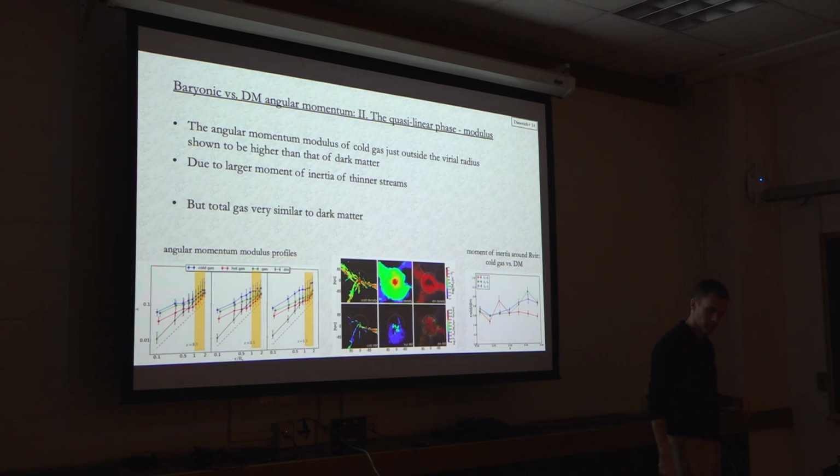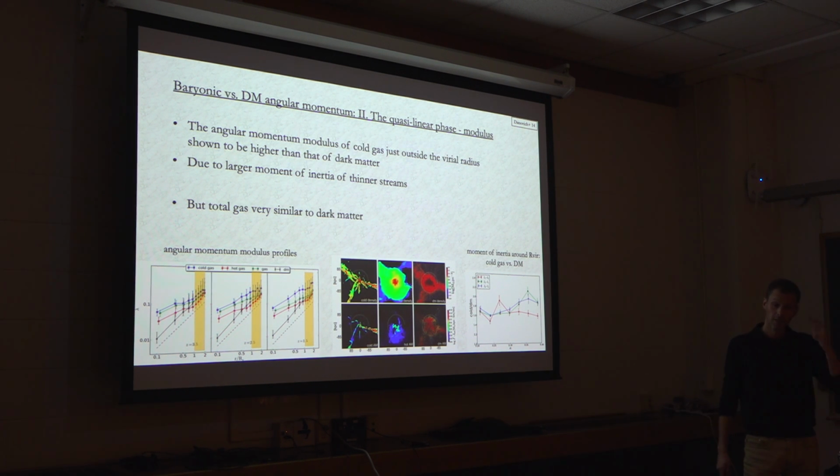Okay, so these were some important distinctions, already in the linear phase, between the angular momentum of dark matter and baryons. So let's move on to say a few things about the quasi-linear phase. When I say that, I mean around the turnaround time, so before the final collapse of the halo, but when the perturbations are non-linear.